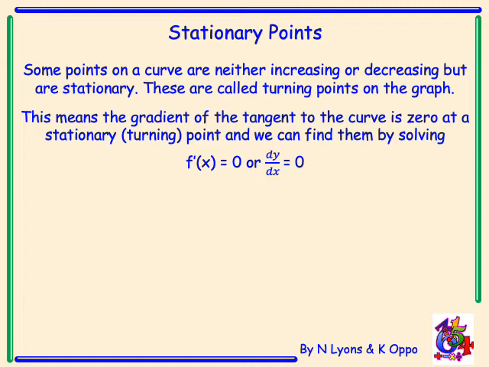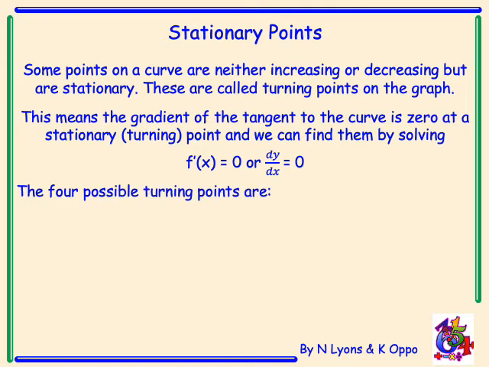So some points in a curve are neither increasing or decreasing but are stationary. These are called turning points in a graph. This means the gradient of the tangent to the curve is 0 at a stationary turning point, and we can find them by solving f dash of x equals 0 or dy by dx equals 0. So what we're trying to do is find out where the gradient equals 0 on the curve.